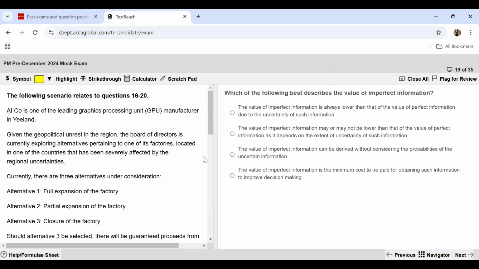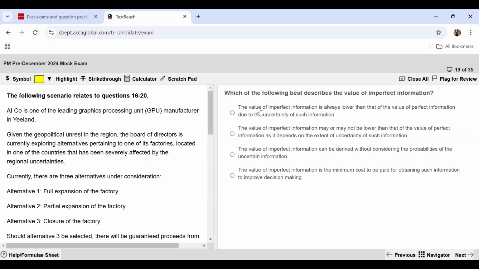Now, the next question wants you to select which of the following best describes the value of imperfect information. So if you talk about how we derive the value of imperfect information, it's quite similar to the value of perfect information. Now, the difference is that the value of imperfect information will also consider any other decisions which we will choose, which will be lower than the value if we were having perfect information. It is not perfect, it is a little bit better than what we know so far. So that means the value will be lower. If you talk about the differences, that difference will be the value of the perfect information.